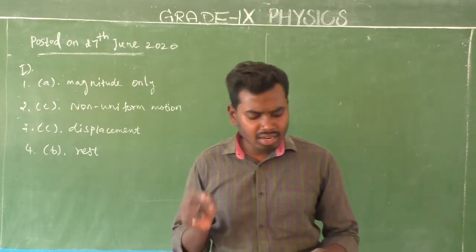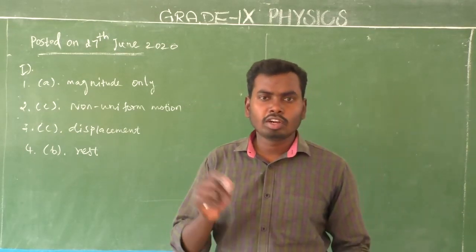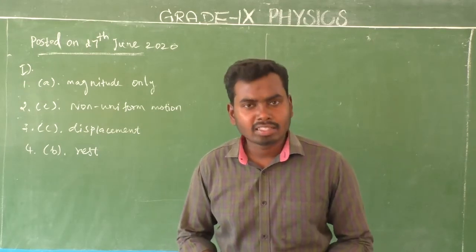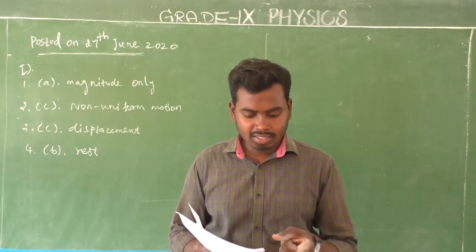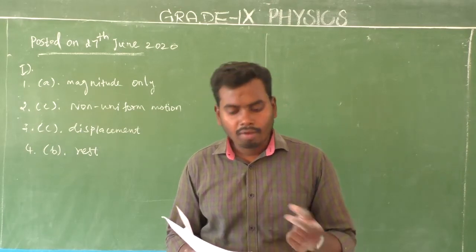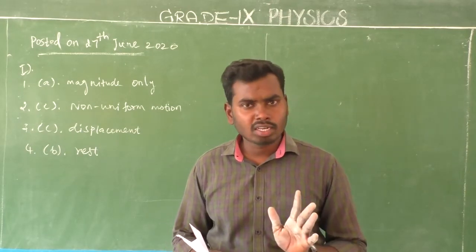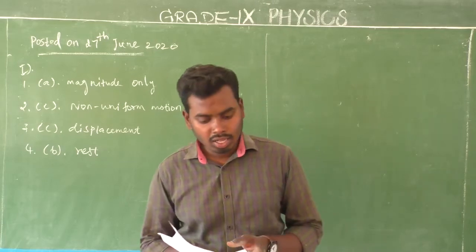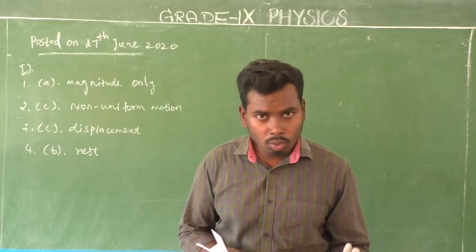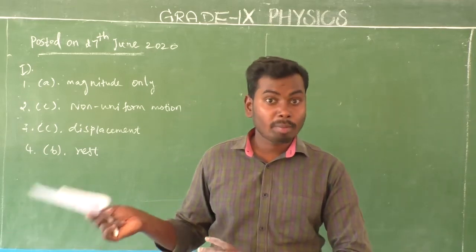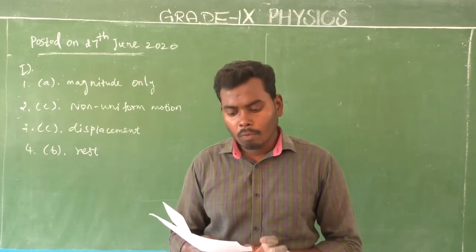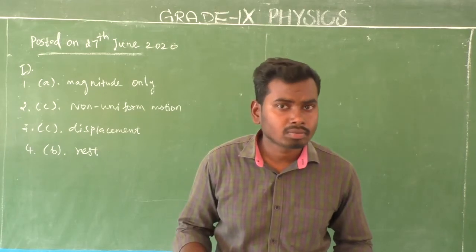Look here. Meter is the SI unit of what quantity? The options are first one distance, second one displacement, third one velocity. What is the SI unit of distance? Meter. Yes, we already know that. Then the SI unit of displacement is also meter. We already know very well. Then third one, velocity, meter per second. And the fourth one, both A and B. Which is the right answer?